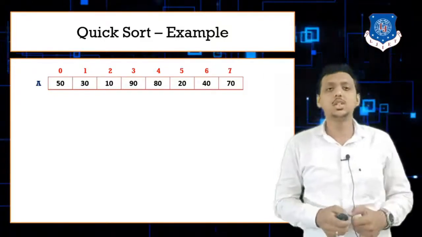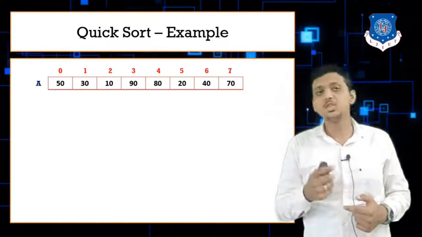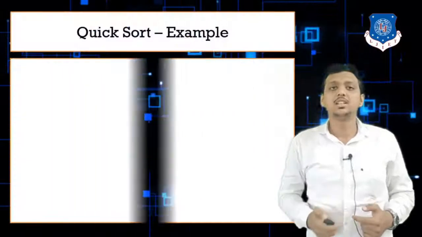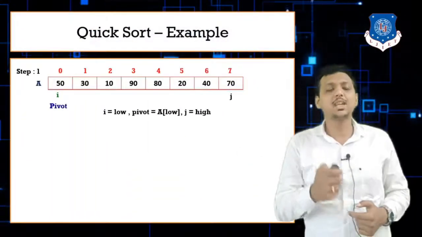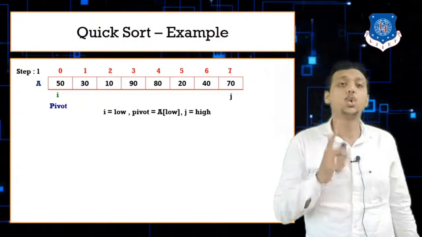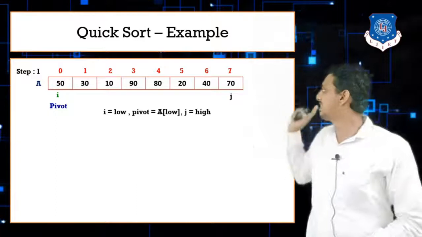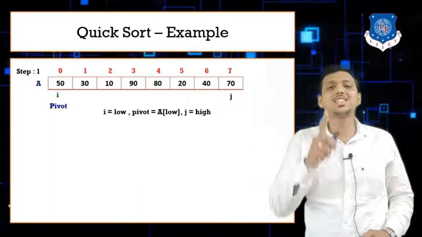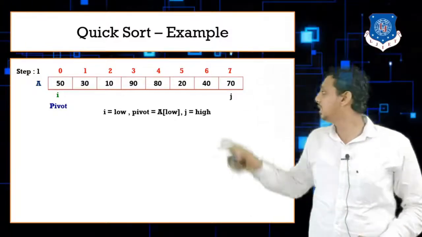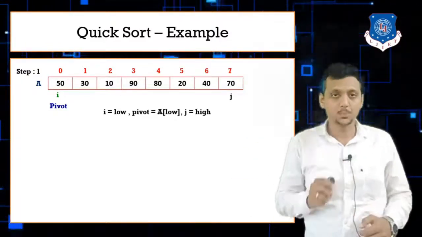So what you need to do is first initialize your I and j. How to initialize I and j? According to the quick sort algorithm, the first I must be at the 0th index. So I must be at low. Low means the first index, high means the last index. So j should be initialized at 7, or we can say high, and I should be initialized at low, or we can say 0. Fine.